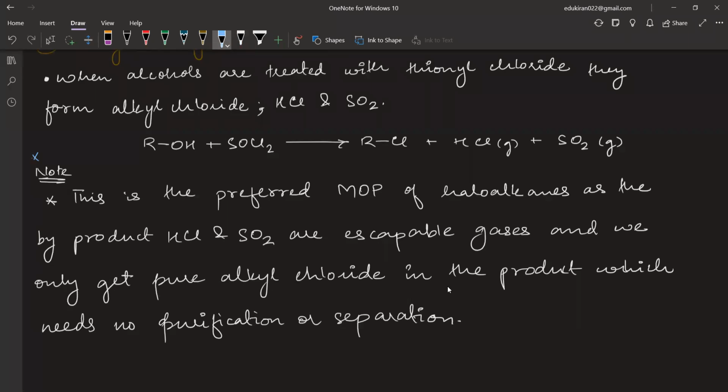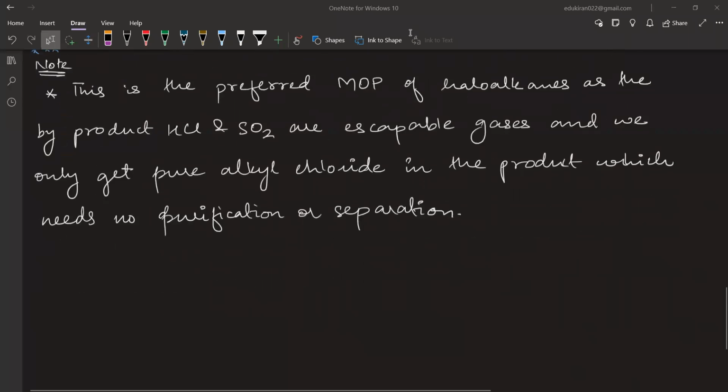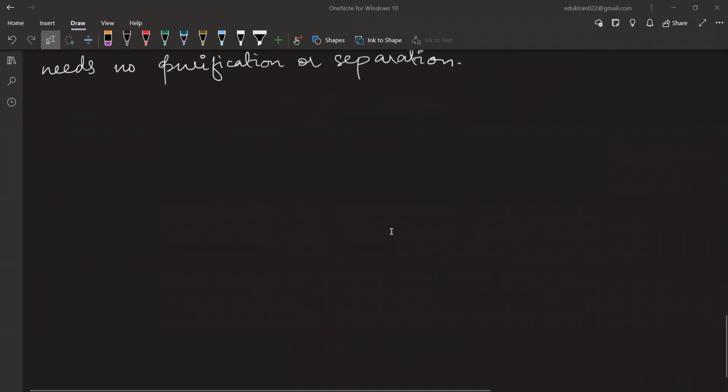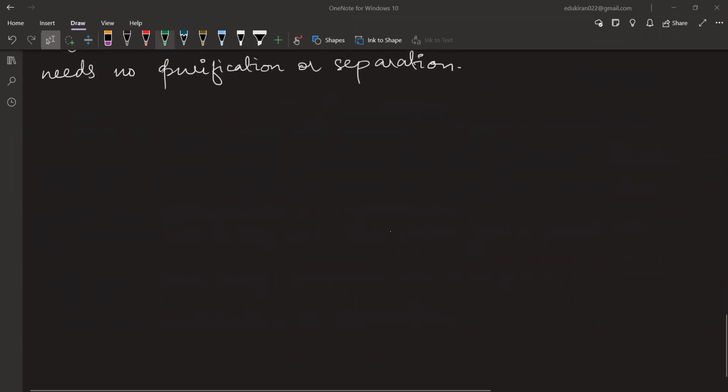Put a star mark. This is very important. This has been asked multiple times in the CBSE examination. Why is treatment of alcohols with thionyl chloride a preferred method of preparation for haloalkanes? Is this done? Yes or no? Please tell me. All of you wrote this? Fahad, Abdurrahman, Huzaifa. Okay, fine. Very good.